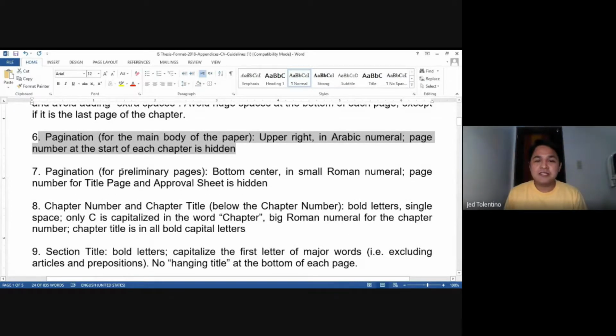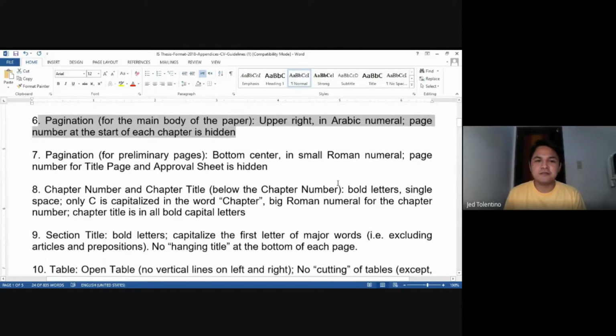For preliminary pages naman, tulad ng mga approval sheet, title page, yan. Ang page naman natin inilalagay sa bottom center in small Roman numeral. So, ganun naman siya nakalagay.